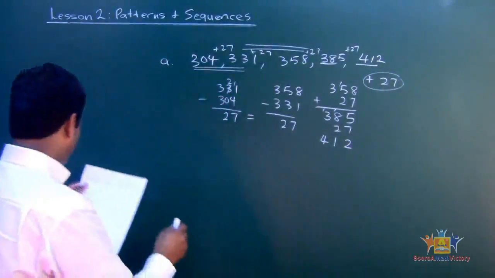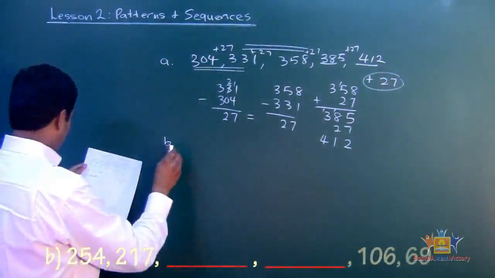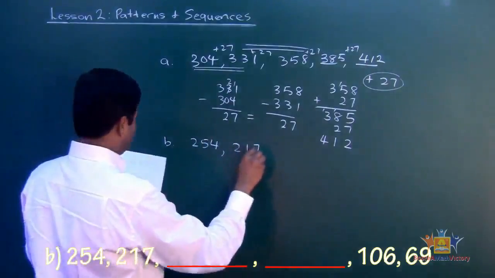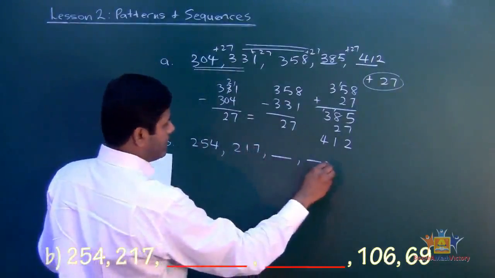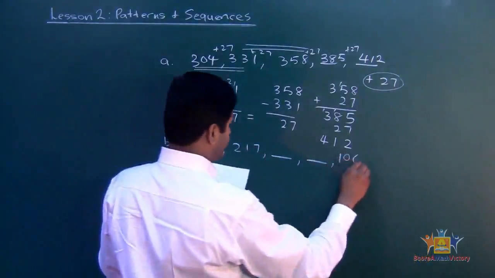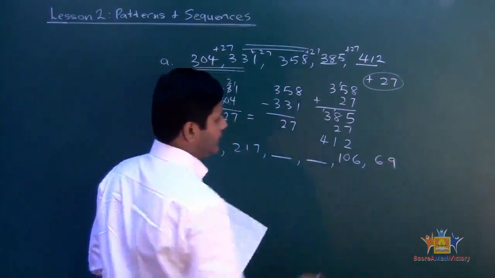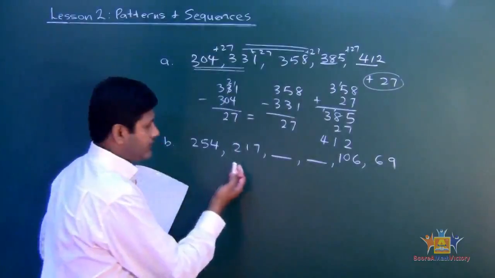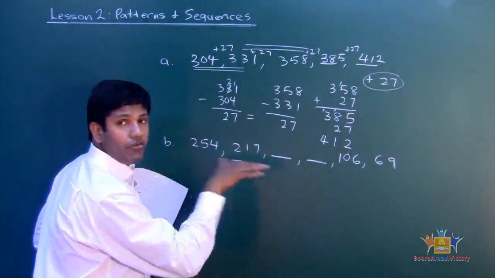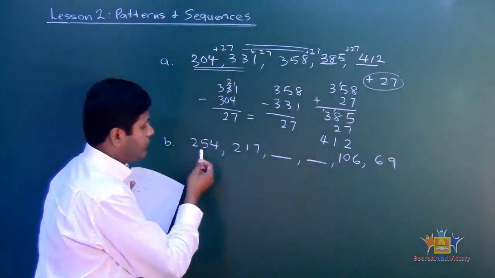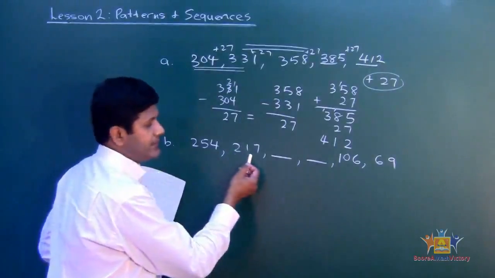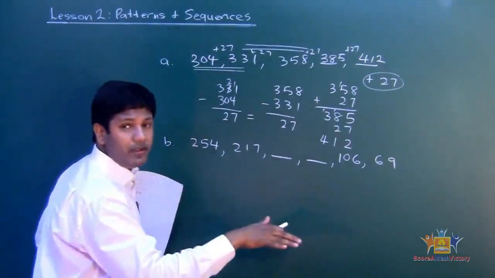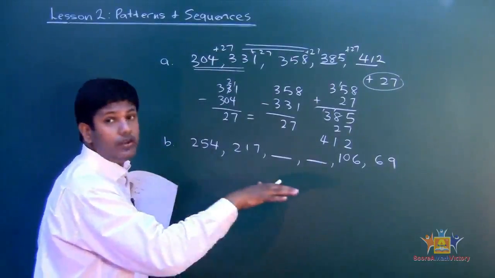Alright, let's look at problem B. Problem B, you're given 254, 217, and then blank, blank, and then 106 and 69. Look at that. What kind of sequence is that? It's decreasing. See that? 254, 217, then 2 blanks, and then 106, 69. Is it a rapid decrease? No, it's a slow decrease.